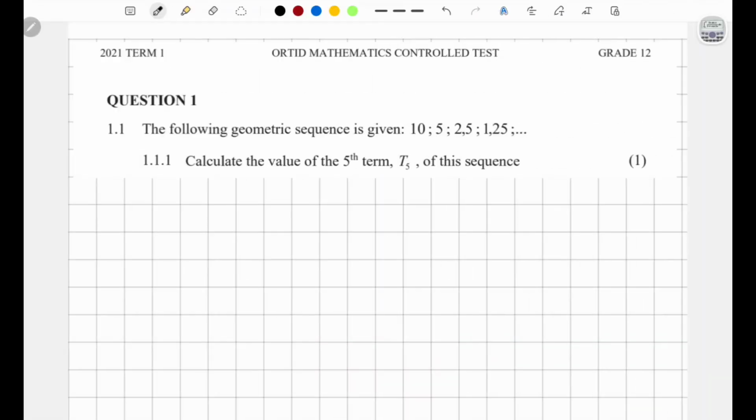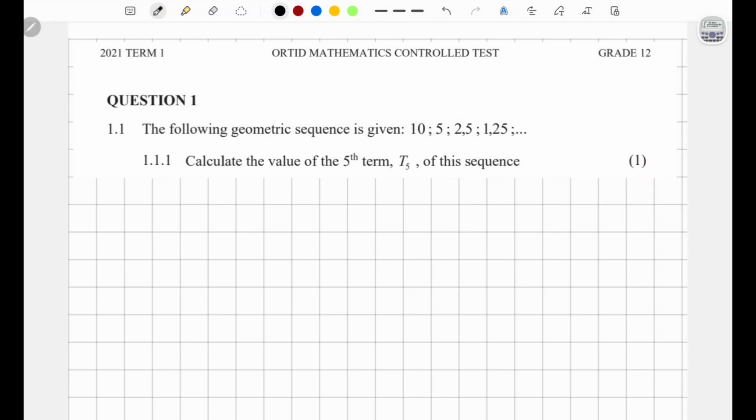So, question 1.1 says the following geometric sequence is given. As you can see, we have 10, 5, 2.5, 1.25. And this is what the question says: calculate the value of the fifth term of this sequence. So they're just asking for the fifth term. But I want you to notice that this is only for 1 mark. So this is just a one-step process. It's not something that's supposed to take long, meaning we don't need the Tn formula.